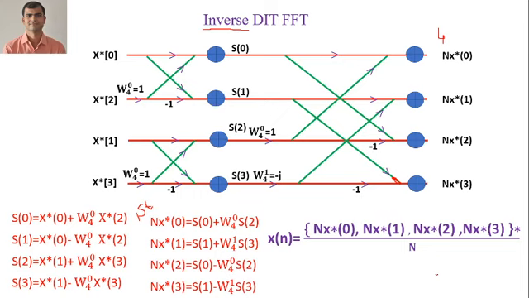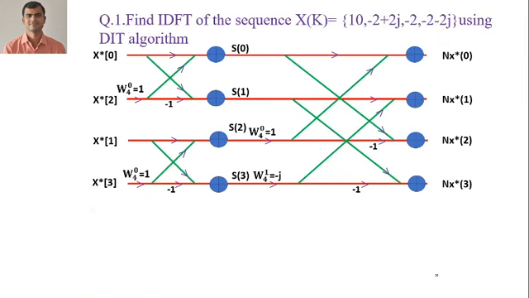Now we'll see a question so it becomes more clear to you. The question is: find the inverse DFT of a sequence x of k using the DIT FFT algorithm. The x of k sequence is already given. Using the DIT FFT algorithm, we have to find x of n. For the inverse, x of k will be given and we have to find x of n.